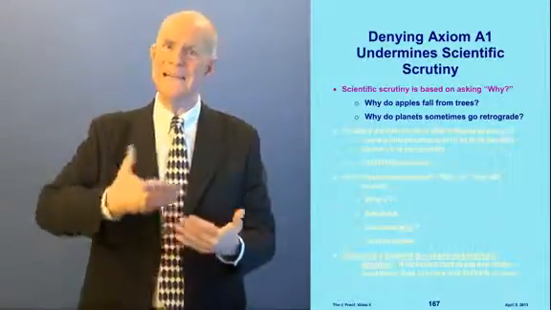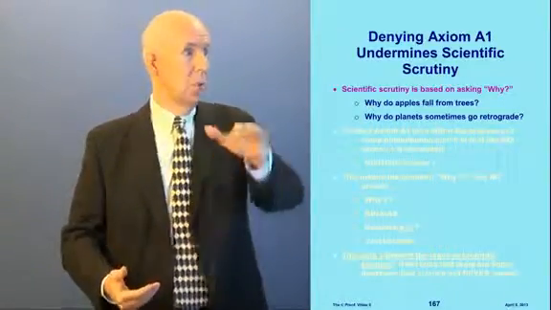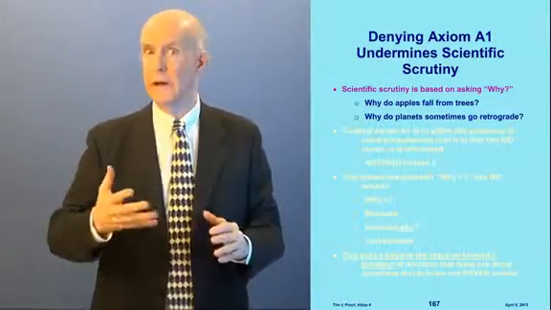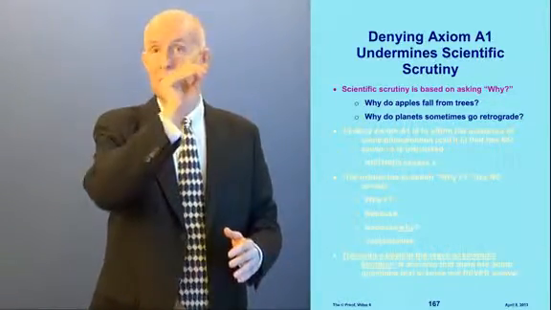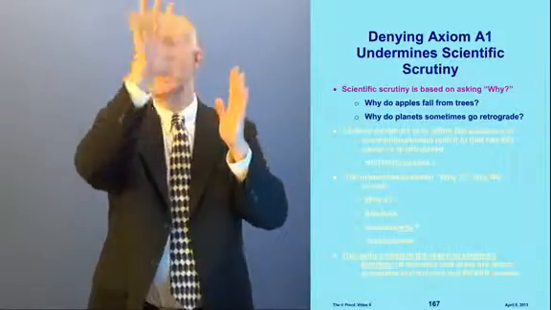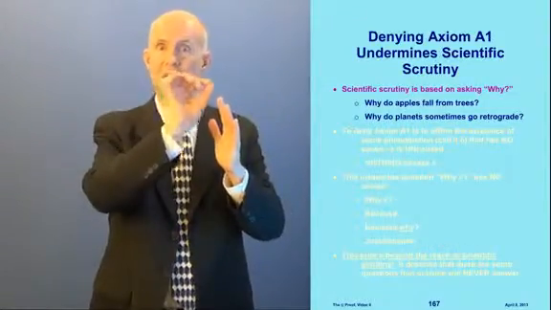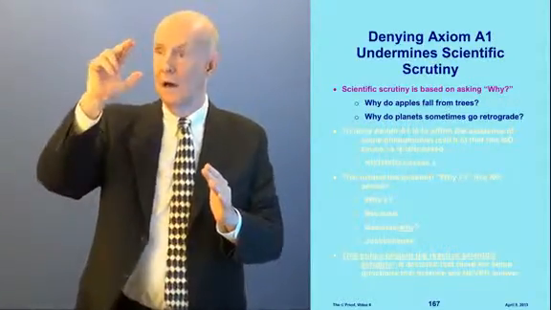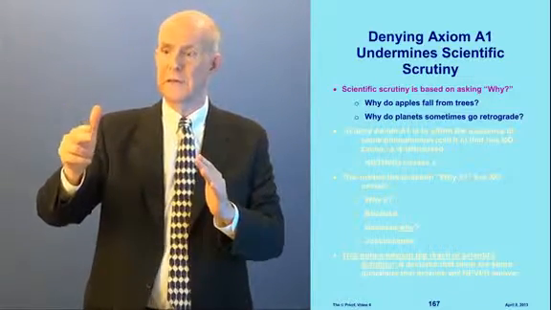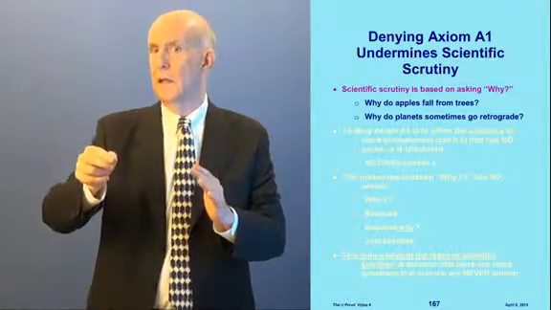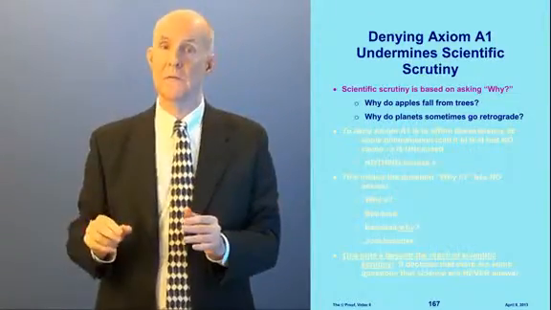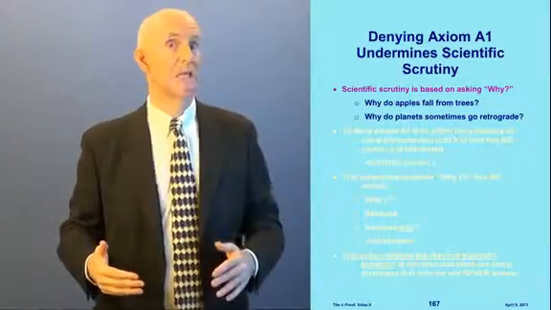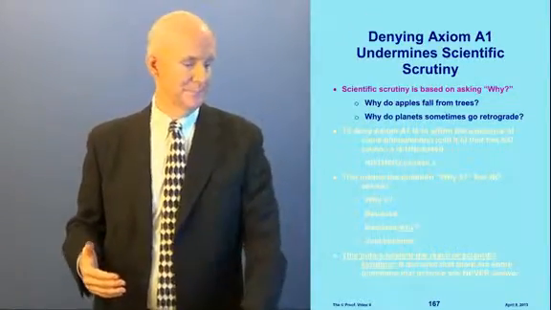Scientific scrutiny is based on asking the question, why? Why do apples fall from the tree? Why do planets sometimes go retrograde? What does that mean? Well, planets move through the sky. They move amongst the stars, in a particular set of 12 constellations, which are called zodiac signs. And if Mars is moving along from Cancer into Leo and then into Virgo, at some point, all of a sudden, it switches directions and starts going backwards. And then it goes forward again. It really happens. Why does that happen? Very interesting question, very important question.